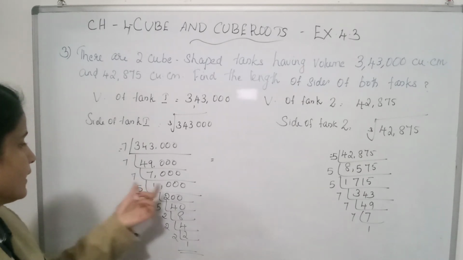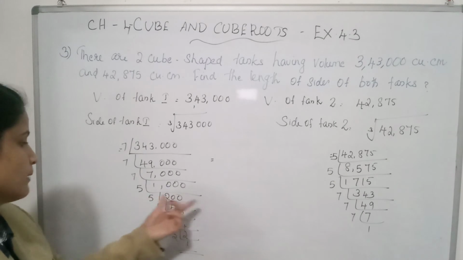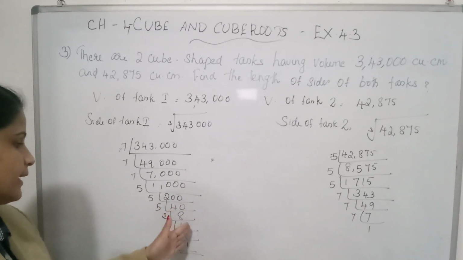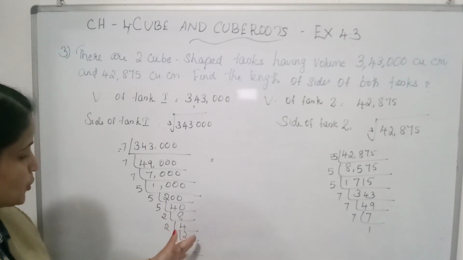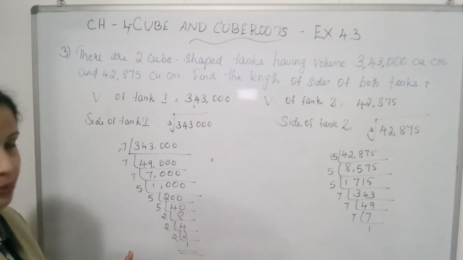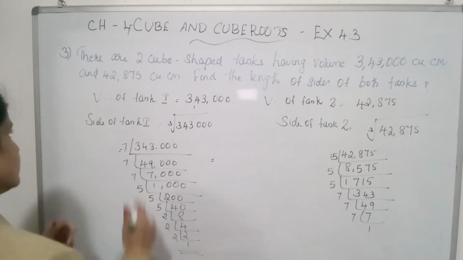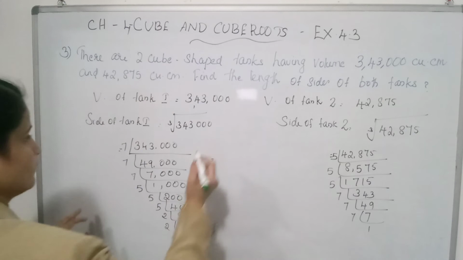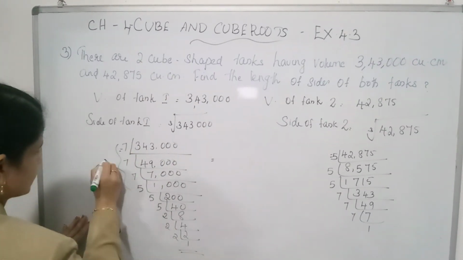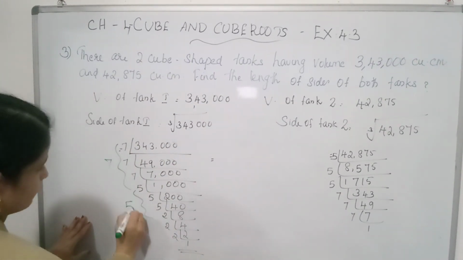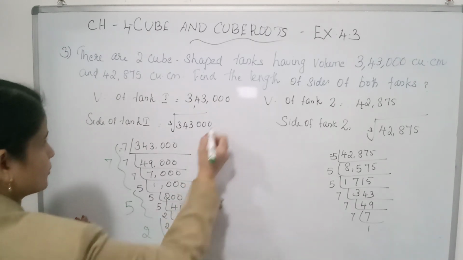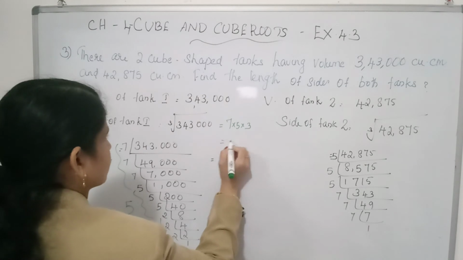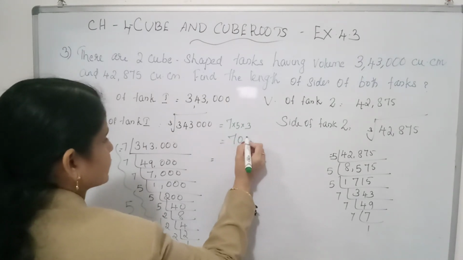So you divide this by 5, you will get 200, and again by 5 you will get 40, and again by 5 you will get 8, and 8 again by 2, 4 by 2, 2 by 2, 2, 1. So the cube root of 3,43,000 equal to 7, and here 5, and here 2. So this is equal to 7 into 5 into 2. It's equal to 70 centimeter.